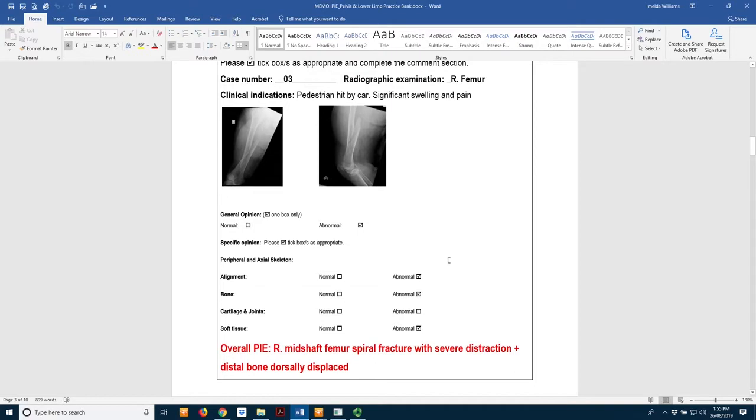it is abnormal. The alignment is abnormal because of the severe distraction, and the bone is abnormal, and then there's significant soft tissue swelling. It doesn't affect the joints, so the cartilage and joints are normal. So the overall PIE is that there is a right mid-shaft femur spiral fracture with severe distraction, and the distal bone is dorsally displaced.